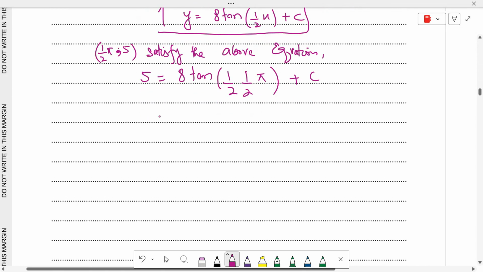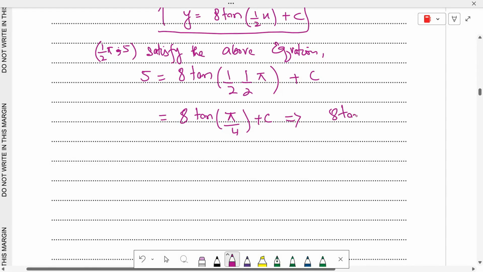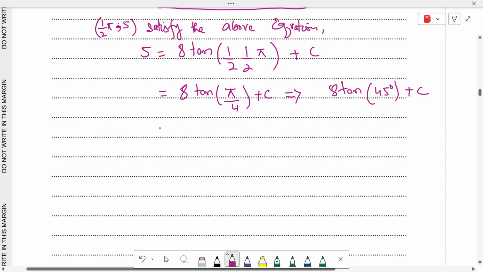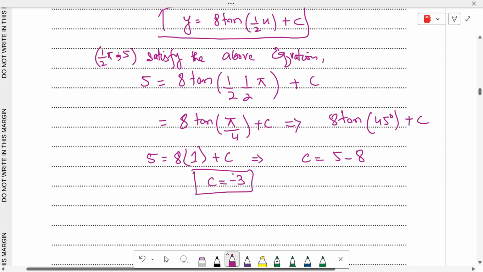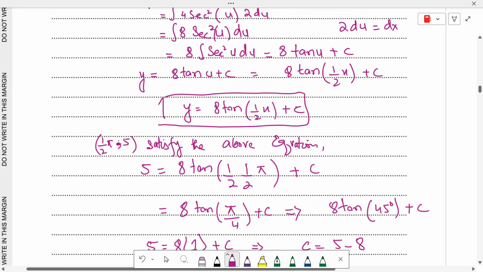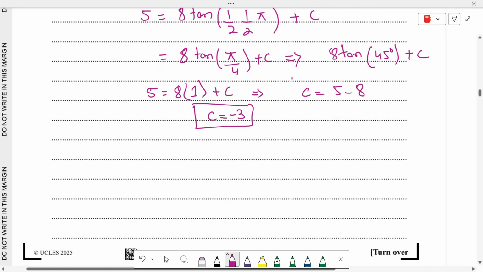That gives 8 tan(π/4) plus c, which is equal to 8 tan(45 degrees) plus c. So we can say that 5 is equal to 8 times tan 45, which is 1, plus c. So c is equal to 5 minus 8, and the constant is -3. We have calculated the value of the constant c, which is -3, so we plug this into the curve equation.